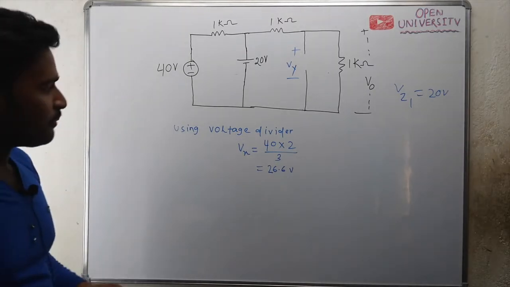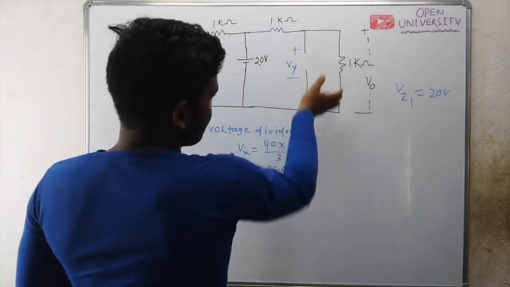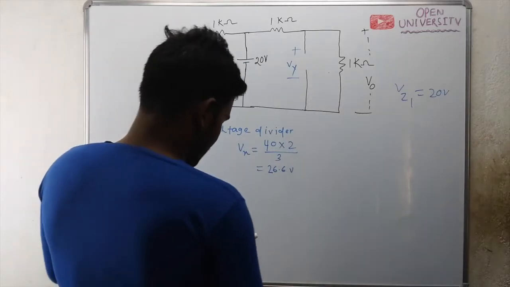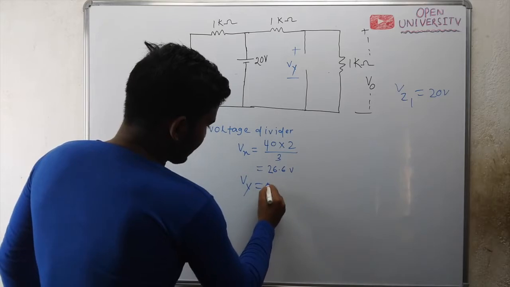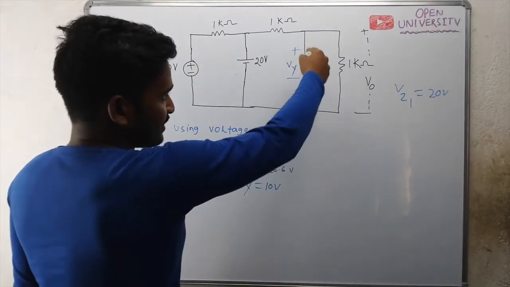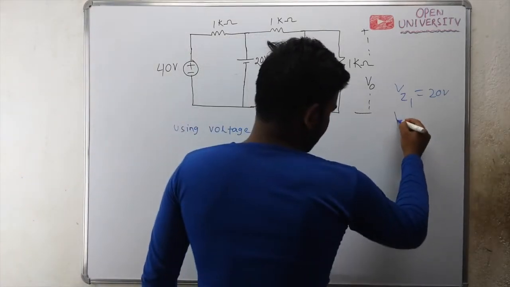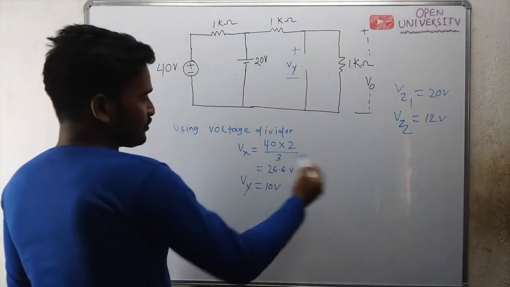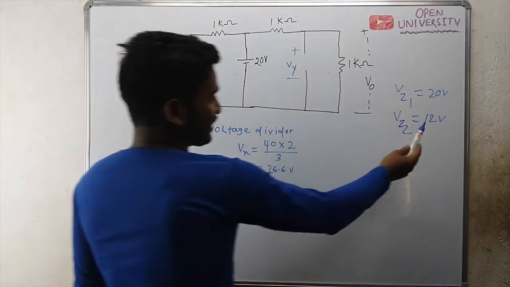Now by looking at this, the 20 volt will be equally dropped across each resistance. So Vy will be 10 volt. Okay, so what will be your Vy? Vy will be 10 volt. So voltage across Z2 is 10 volt, but the breakdown voltage of Z2 was 12 volt, which means the voltage across Z2 is less than its breakdown voltage.